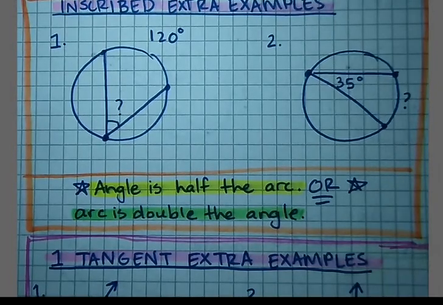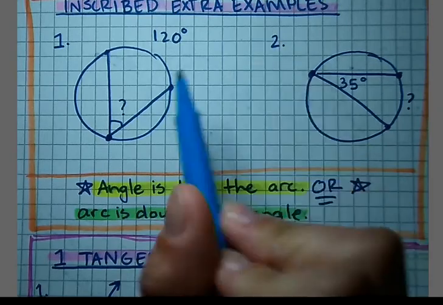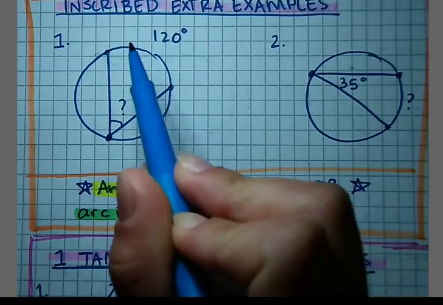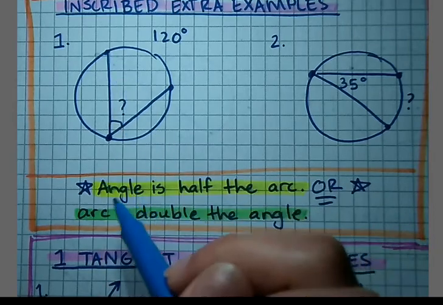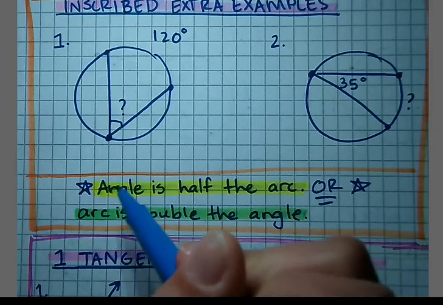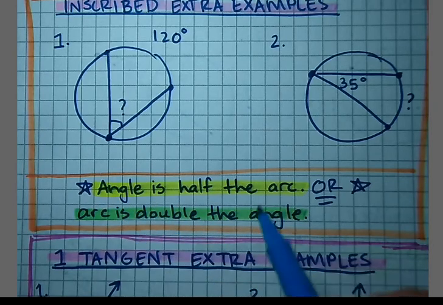Alright, we're going to do a few extra examples here. The first two that we're going to do are with inscribed angles. Again, that's an angle that is touching the outside of the circle 3 times. The relationship here is that the angle is half of the arc that it makes, or you could say the arc is double the angle.